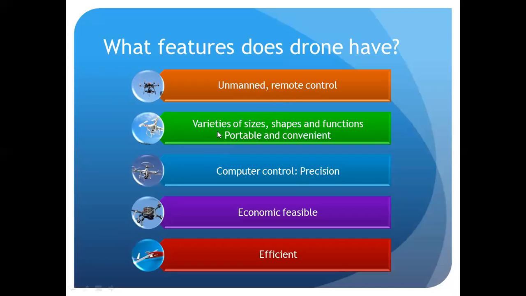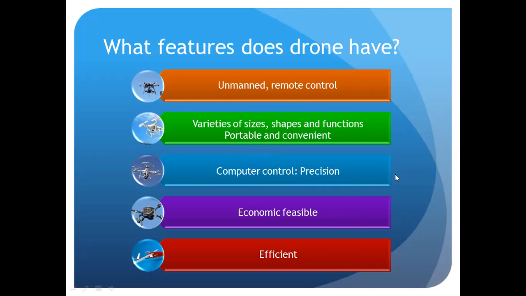Then the second feature is varieties of sizes, shapes and functions, portable and convenient. So the second feature of the drone is that drones are available in so many varieties of sizes. Sizes and shapes of the drones are available for different purposes. Then functions: depending on the purpose for which we are using the drone, the functions are different.